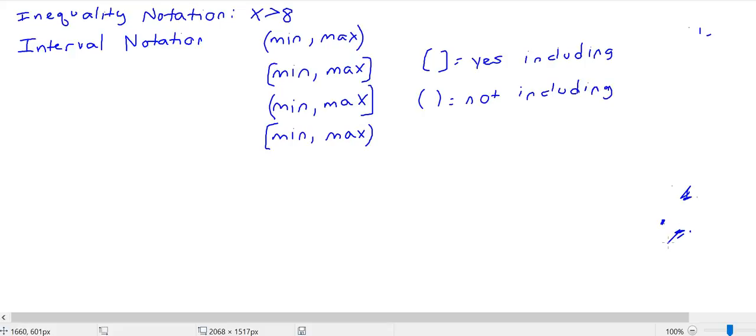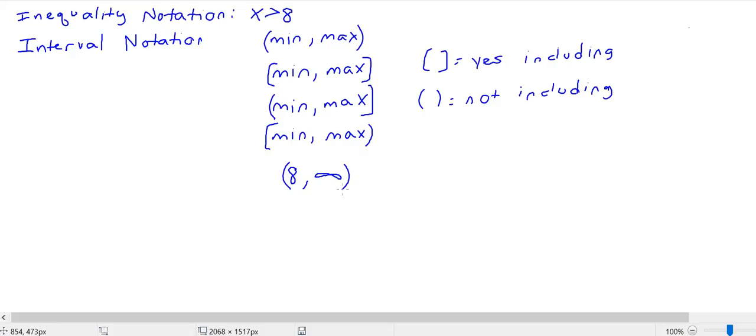So let's look at the example x is greater than 8. Our minimum value is 8. And our maximum value, we don't have one. It goes on until infinity, so our maximum value is infinity. We are not including the 8 because x is greater than 8. X is not greater than or equal to 8, so we have a parenthesis around the 8. And infinity, we always put a parenthesis around infinity. We can never have the brackets around infinity. So this would be x is greater than 8 in interval notation.